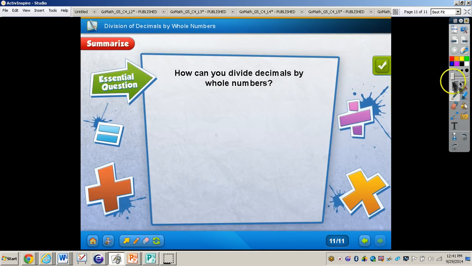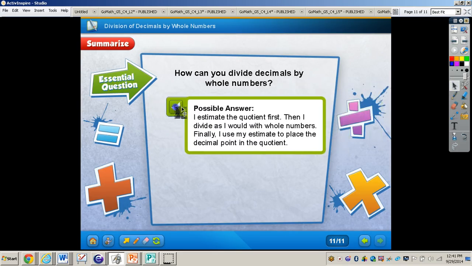And going over the essential question, how can you divide decimals by whole numbers? You can estimate the quotient first, then I divide as I would with whole numbers. Finally, I use my estimate to place the decimal point in the quotient. That is a way that you can do that, or you can even just push that decimal point right up where it is within the dividend.